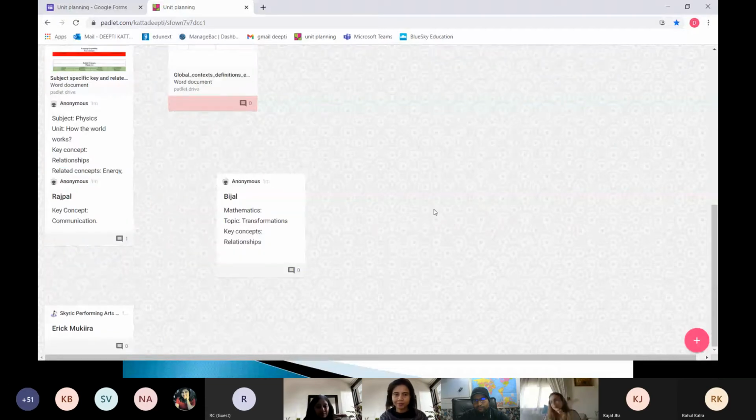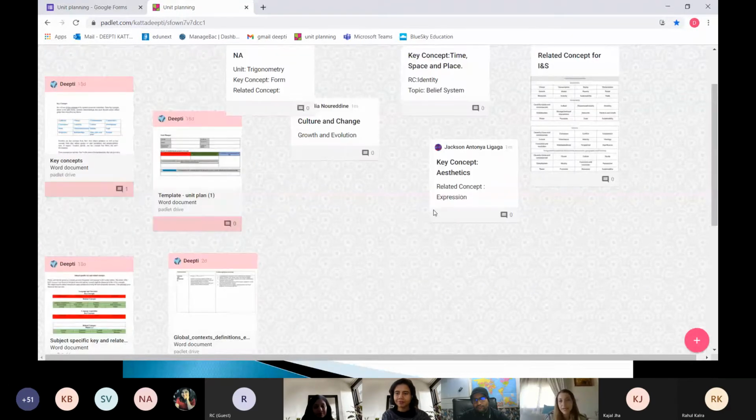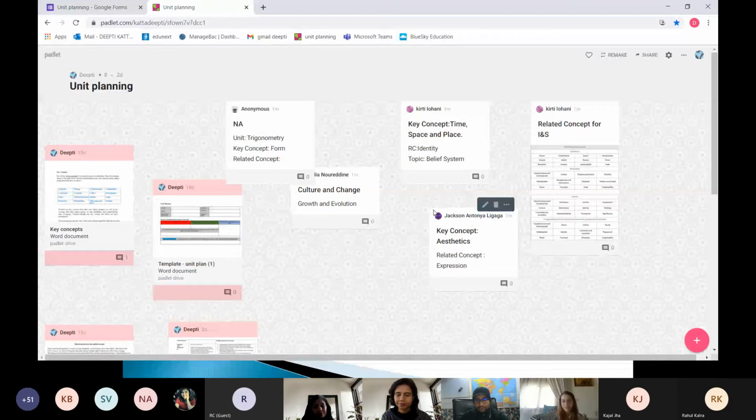Yes. My key concept was, let me see the Padlet because I forgot. Yes, it's change and culture. The sub concepts were growth and evolution. In order to grow as a business organization, we need to understand the culture. That's why I decided, as a second concept, to choose change and evolution. And in order to change, we also need to understand the evolution of businesses and how we have to grow from a small organization into a bigger one. So those were my sub concepts, and that's why I chose them.